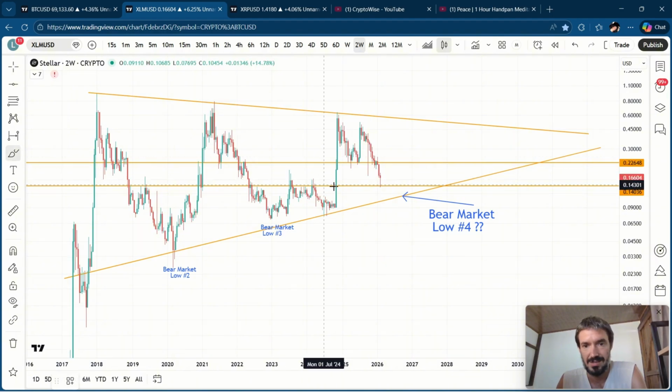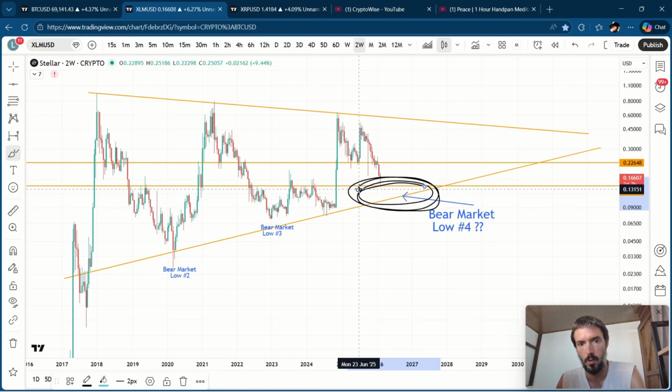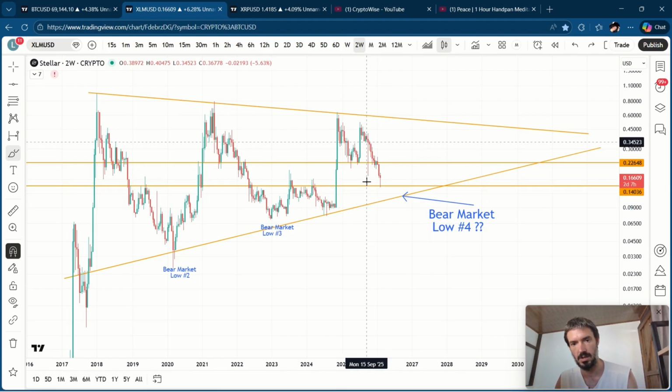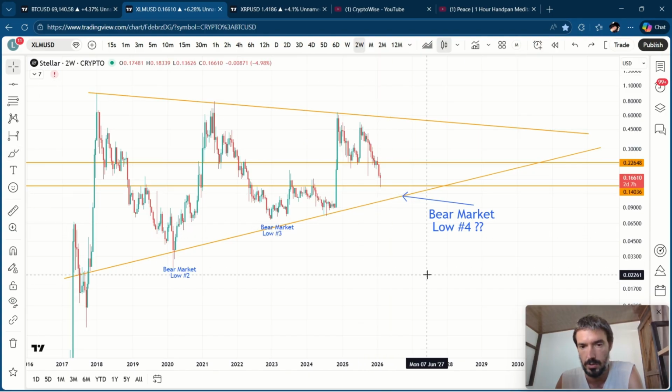But I believe that this is potentially the absolute best buying opportunity that you're going to see for XLM in the next 4 years. And you might not see this opportunity ever again, because the next cycle could be the one that breaks out of this triangle and you'll never see these prices again or close to it.